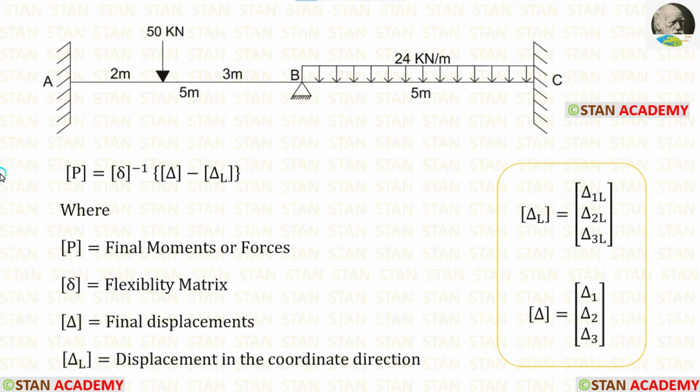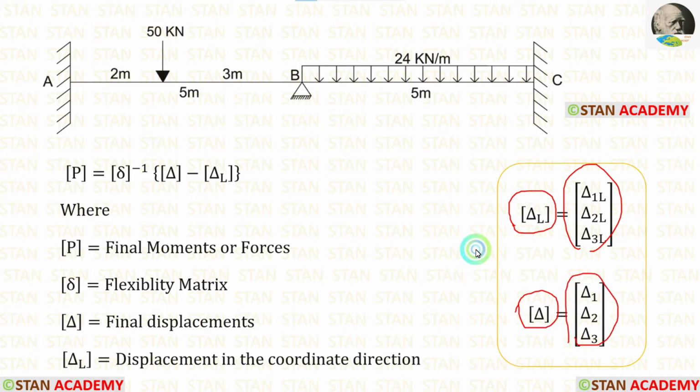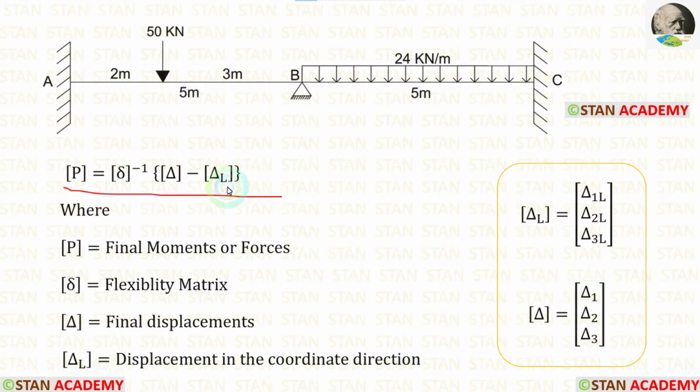Now let's see the formula to calculate the moments. P matrix is equal to delta matrix inverse into delta matrix minus delta L matrix, where P matrix is the final moments or forces, delta matrix is the flexibility matrix, delta matrix is the final displacements, delta L matrix is the displacement in the coordinate direction. Inside the delta L matrix and delta matrix, we will have three values, because we have three coordinates in this analysis. In this formula, first let us calculate delta L matrix.